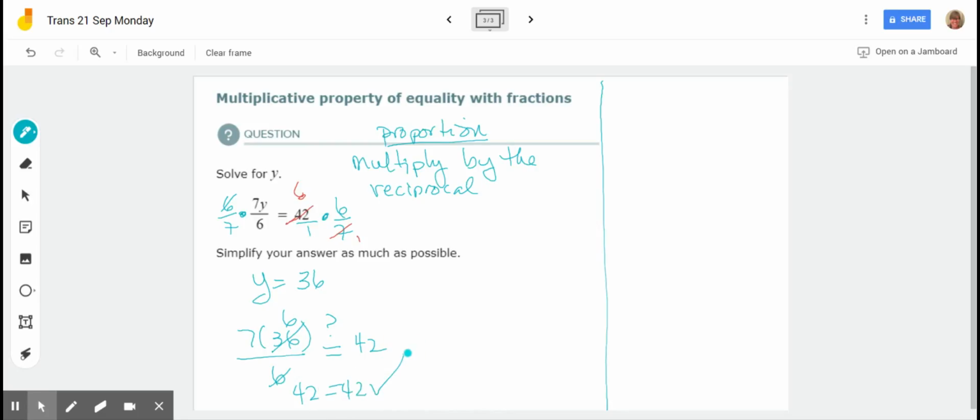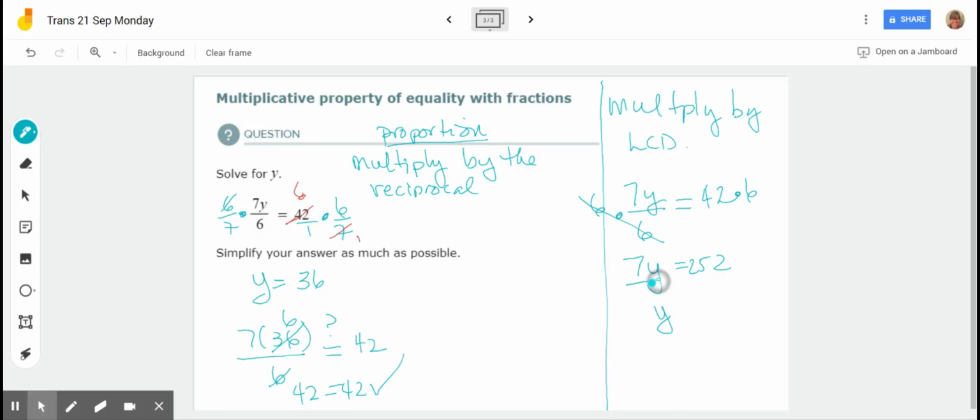All right, here's the way we learned today, which is to multiply by the LCD. So you have 7y over 6. This is the way I did it my whole life. I never learned to multiply by the reciprocal because I was scared of it, which is kind of stupid. I just would multiply by the 6 on both sides to get rid of it. And then you get 7y equals 42 times 6. 6 times 2 is 12, 25, 252. And then you divide by 7 to get rid of the 7. I'm not explaining all of that because at this point we've done this, so we're expecting you to know how to solve a simple equation.